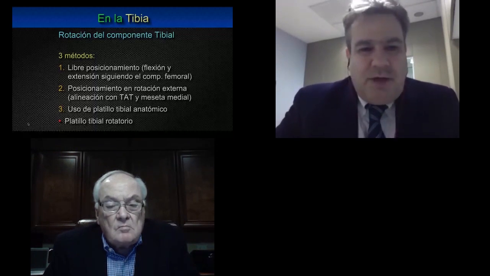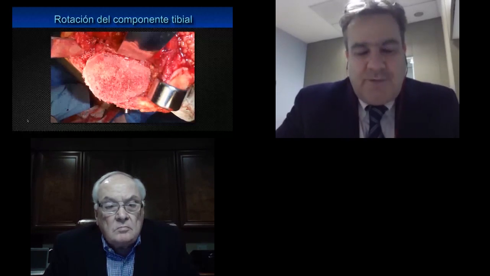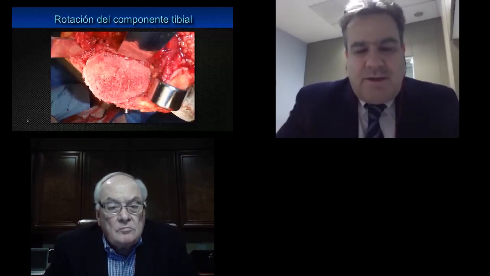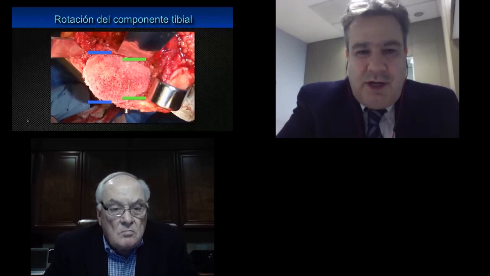Voy a hablar entonces del segundo método, que es el que más opciones me deja. Cuando veo mi tibia desde arriba, me voy a percatar que la tibia medial es más grande que la lateral en el sentido anteroposterior. La verde es la lateral y el azul es el medial.